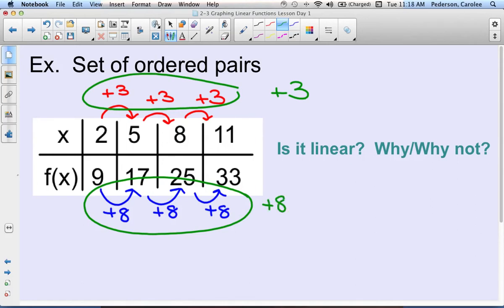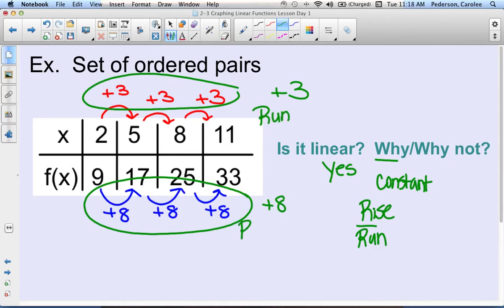So we would say, yes, it is linear, and it has a constant rate of change of rise and run. These are going to be our runs, and these are going to be our rises, the y values. In this case, we have a constant rise of 8 and run of 3, which will be in the end our slope.